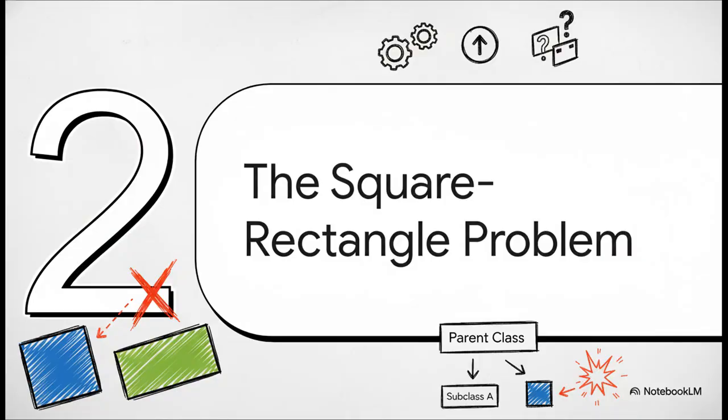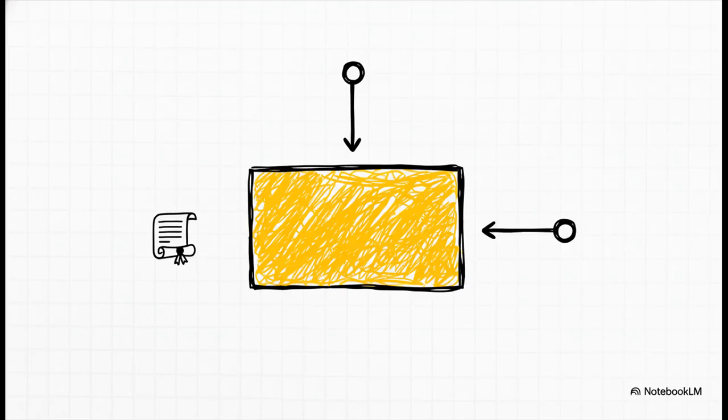Okay, so let's circle back to that puzzle from the beginning. Now that we understand LSP is all about substitutable behavior, we can finally take apart that classic square rectangle problem. First, let's define the contract of our rectangle class. Any piece of code that uses a rectangle object has an expectation. It expects to be able to set the width and the height completely independently from each other. Setting the width should not affect the height, and setting the height should not affect the width. That is the behavioral promise.